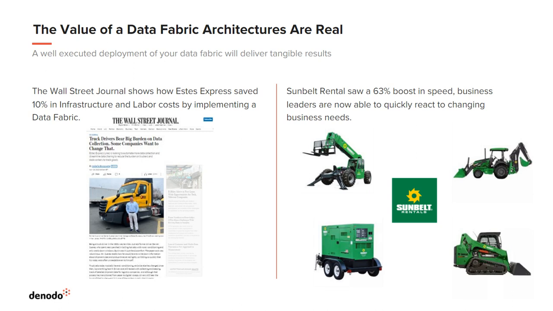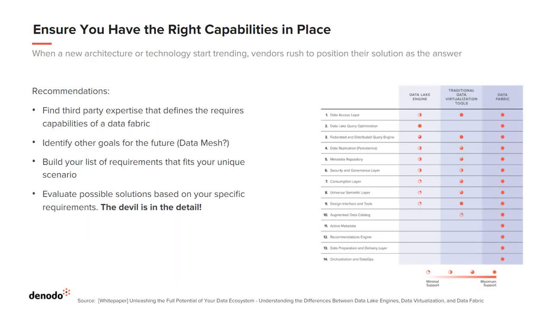So the value from data fabrics is real. Customers are seeing that value in implementing it. So what can you do to make sure you get similar value and that you're able to show that value within your organization? A couple of recommendations.